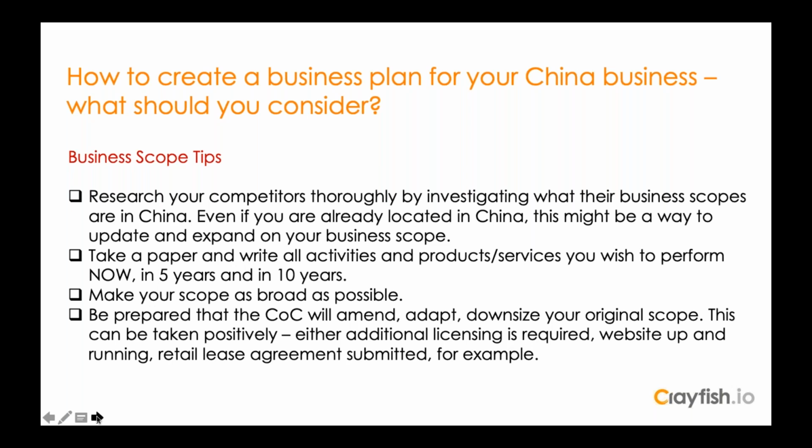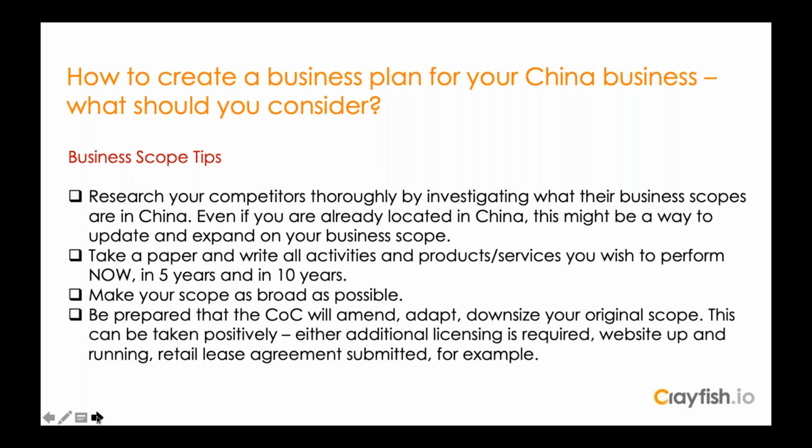And last but not least, you've got to be prepared that when you submit your application to the COC, they may amend, adapt, or downsize your original scope. Now, this can either be taken positively, meaning that you've got a much more compact and succinct business scope, or it could mean that they've taken certain things out, meaning you're not allowed to do them in the Chinese market because you're a foreign entity, and therefore for those certain activities, you may have to find other solutions.